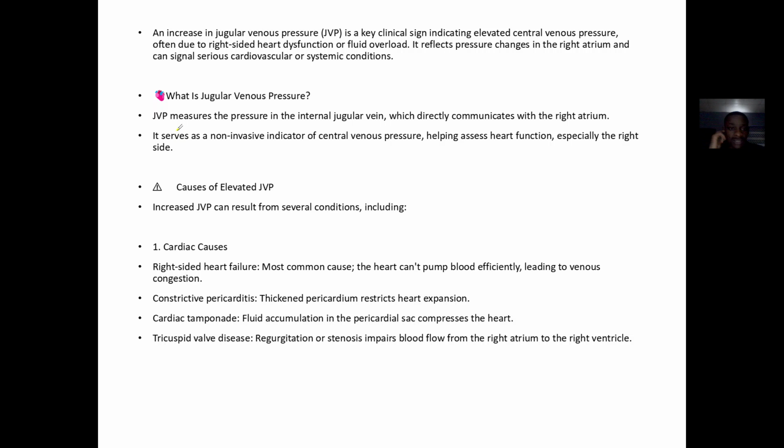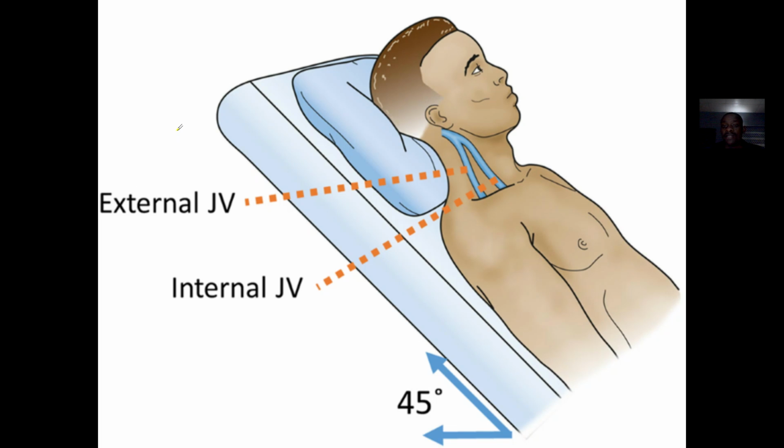So jugular venous pressure measures the pressure in the internal jugular vein. Now you should know that we have the external jugular vein, which is closer to us here, and the internal jugular vein, which is kind of like up here. So this is what you should be observing, up.